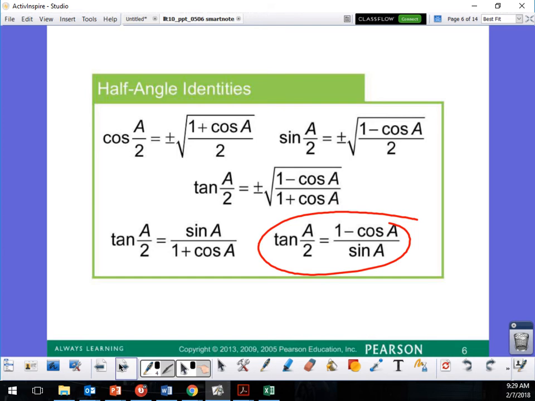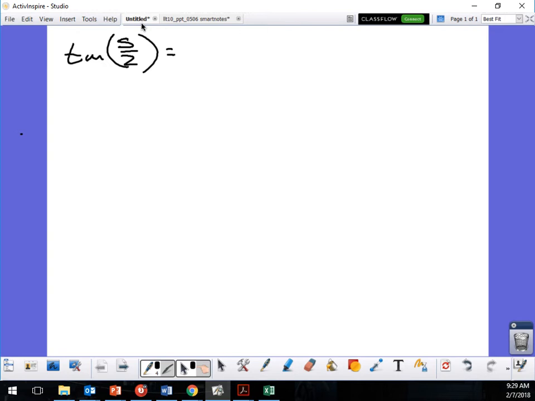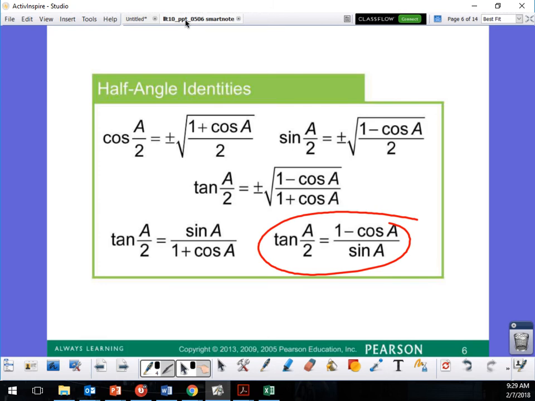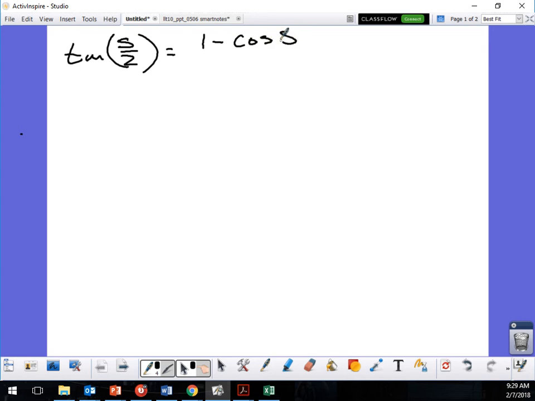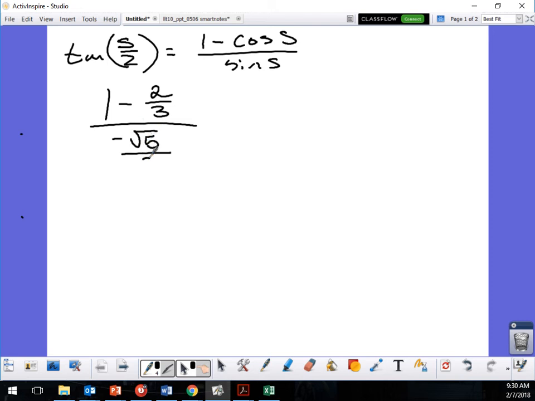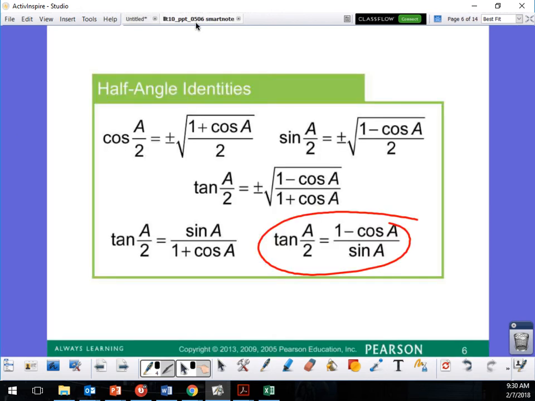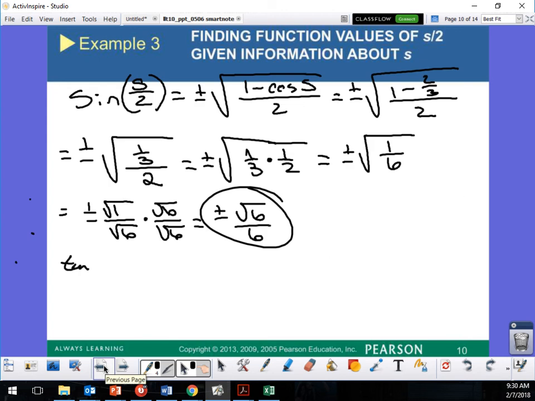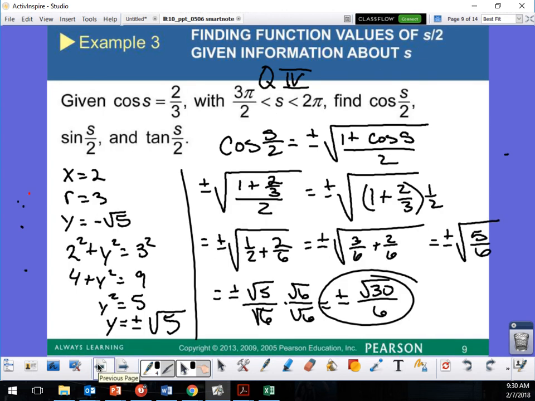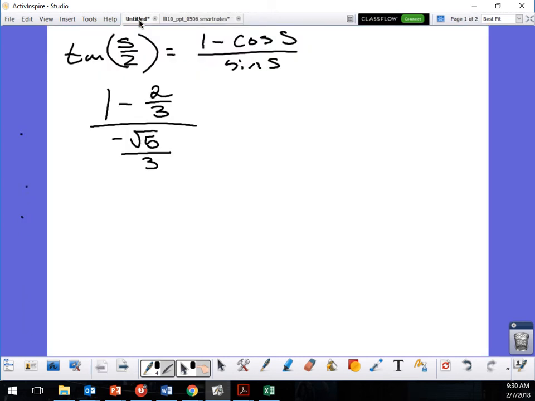Okay, we now know what sine is because I got that first. So what do we say it was? It is 1 minus cosine S over sine S. So in my case here, it's going to be 1 minus, now cosine of S was 2 over 3, over sine was what? Negative rad 5 over 3. You guys remember? Because sine was the y value, right? So the y over the r. So I did that at the beginning. So I had this over this. So negative rad 5 over 3. That's my sine value there. So that's where I get that.